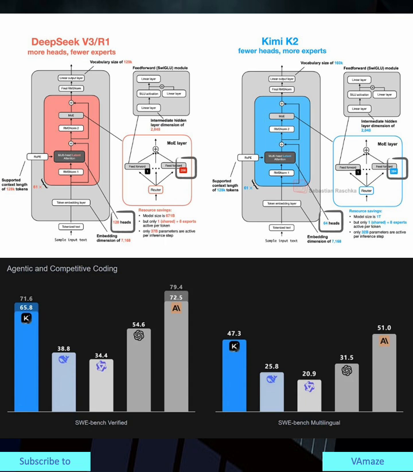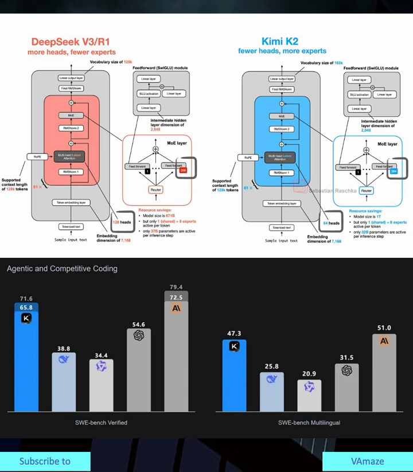DeepSeek V3R1 multilingual coding performance. Testing coding capabilities across different programming languages and contexts. Kimi K2 takes the lead. DeepSeek V3R1 47.3%, strong multilingual coding performance. Kimi K2 51.0%, superior multilingual optimization. Significant gap to competitors at 25.8%, 20.9%, and 31.5%. The architectural trade-offs explained.